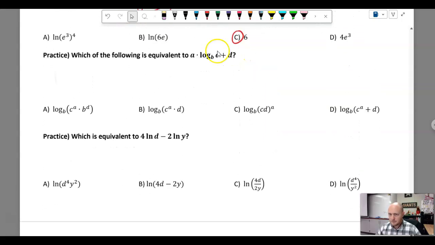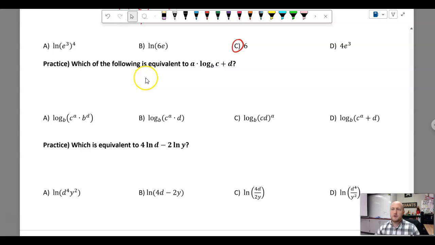Okay, last two. Which of the following is equivalent to a times log base b of c plus d? Oh my gosh, man, this is a tricky one. This one is hard. So please pause me. I want you to shoot your shot. Pick A, B, C, or D. Try this. I'll talk about the answer here in a second.